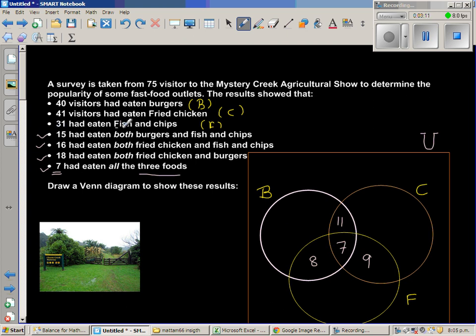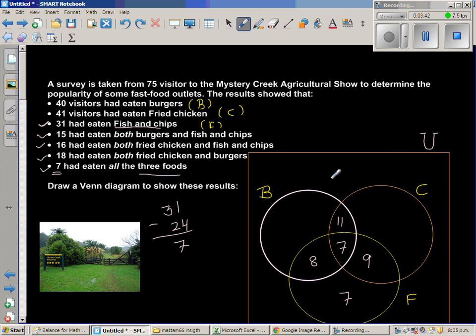31 ate fish and chips. So this is your fish and chips. So you got 8 plus 7, 15 plus 9 is 24. And you got 31 who ate fish and chips. So 31 take away 24 is 7. So I will write 7 here. So that's done. Or if you add all the four numbers, it'll be 31.